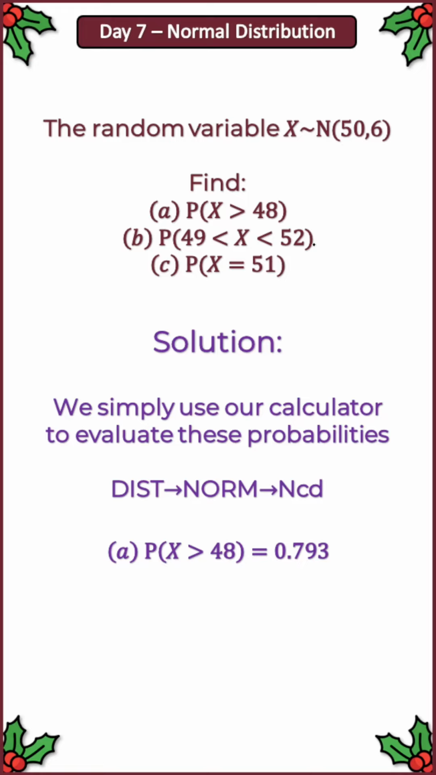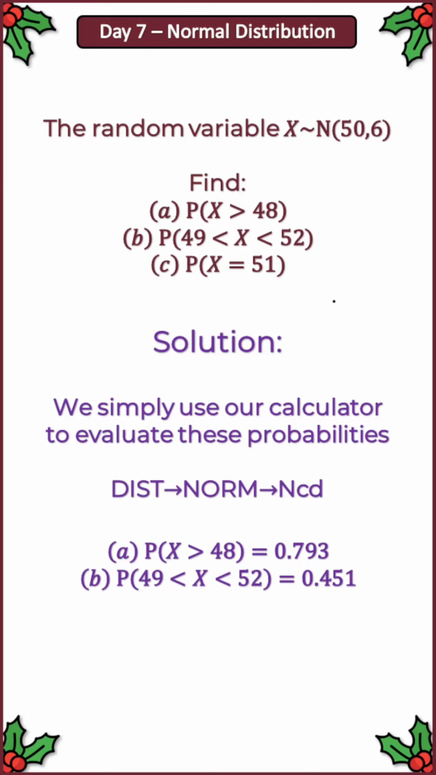For the second one then, part B here, nice and straightforward. Your lower value is this lower bound here of 49, so I put 49 in. My upper value then is 52, so I put 52 for the upper. Press enter. And what I get here is 0.451 to 3 significant figures.